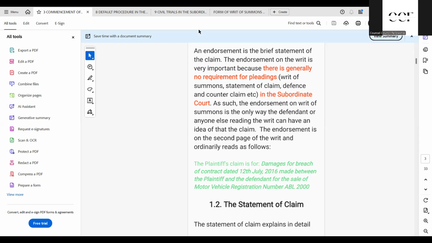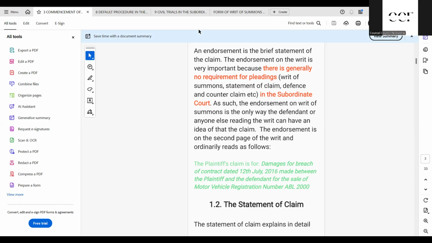The endorsement on the writ is very important because there is generally no requirement for pleadings. And remember, where there's a general rule, there is an exception. The exception is that unless the court orders that you should file into court these pleadings, that is, writ of summons together with statement of claim, defense, and counterclaim, the endorsement on the writ of summons is the only way the defendant or anyone else reading the writ can have an idea of that claim.